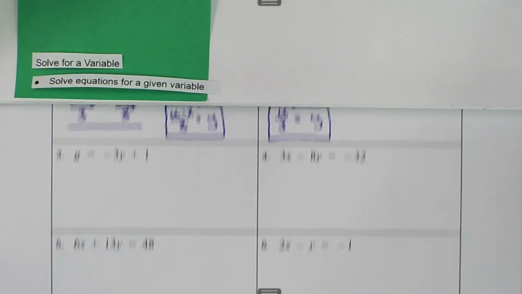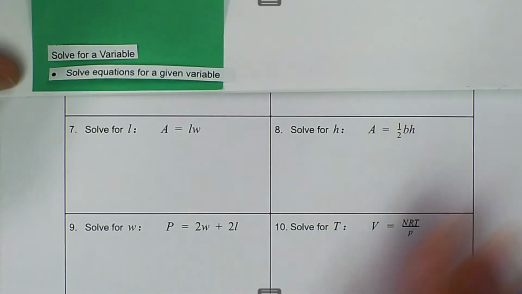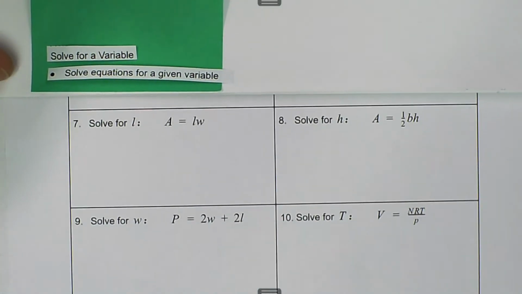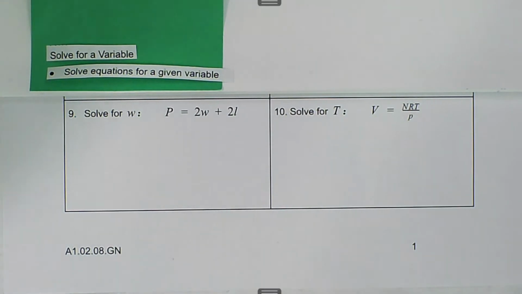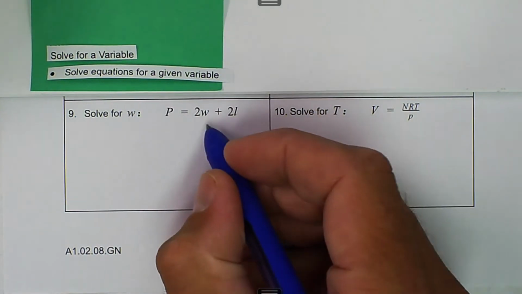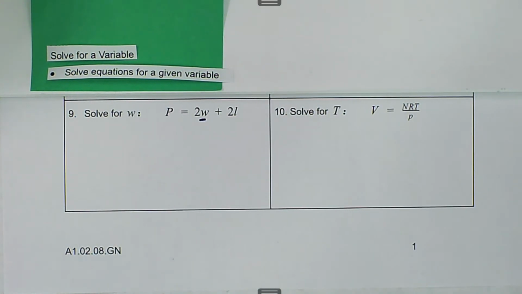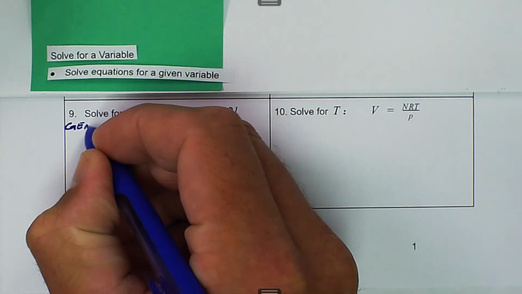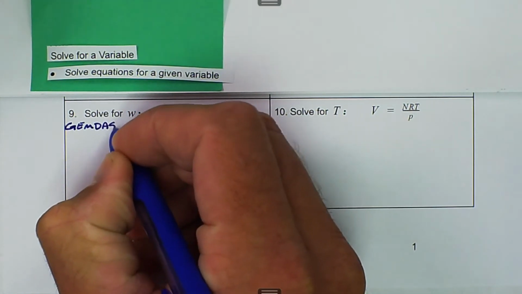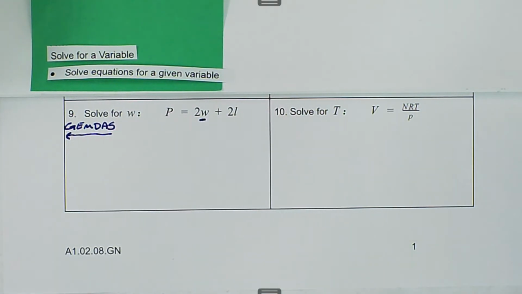Then we'll do 2 more. We'll do 9 and 10. These ones have a little bit different direction here. 9 says solve for w, so we want to get w by itself. We are still going to use GEMDAS, and as long as we stick to the rules of GEMDAS, we'll be okay.